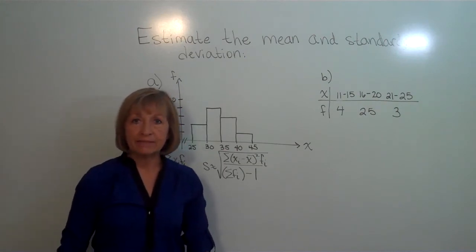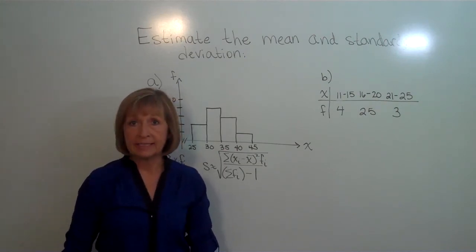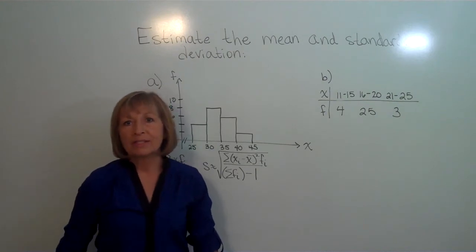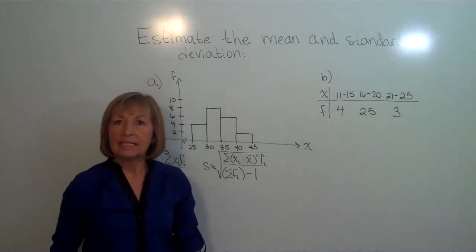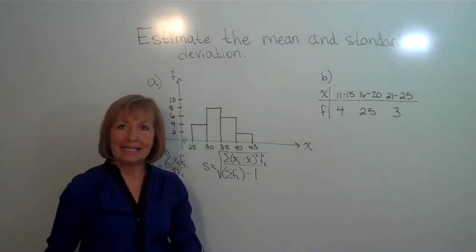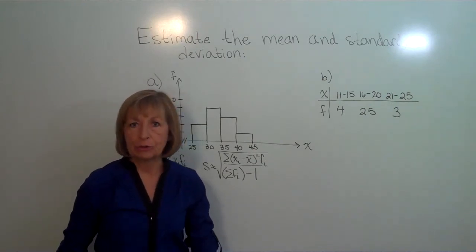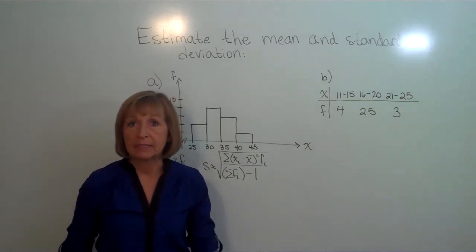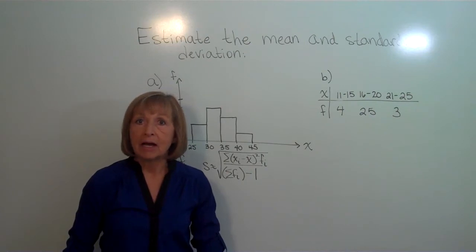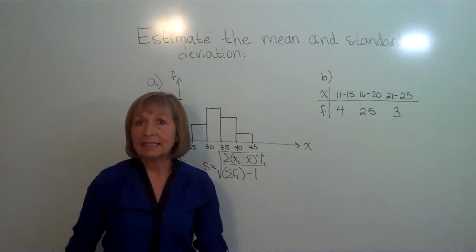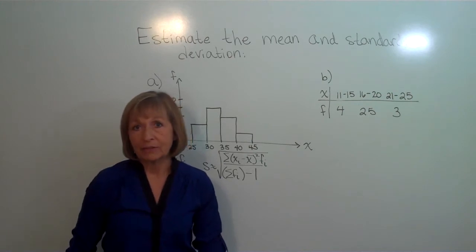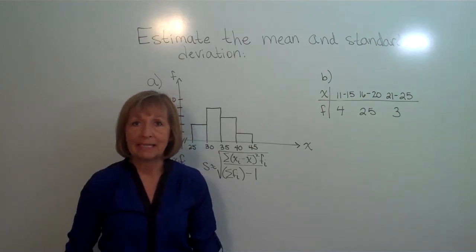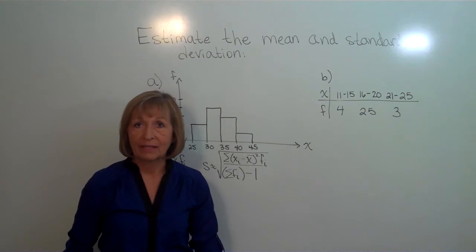Estimating the mean and standard deviation from what's called grouped data just requires us to think about what it was that we did when we organized data into a frequency distribution and then also possibly into a frequency histogram. And then pull off the information to get at least some representative values that we can estimate the mean and the standard deviation from.